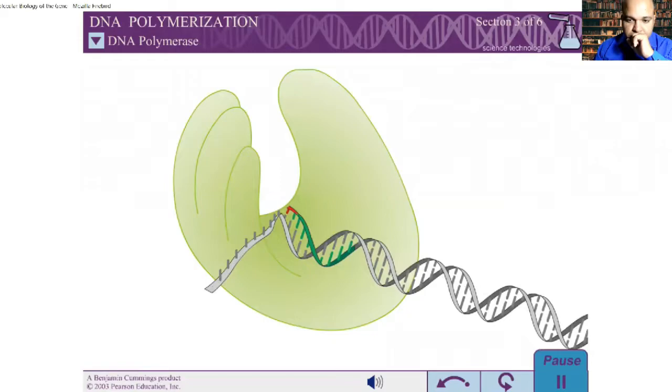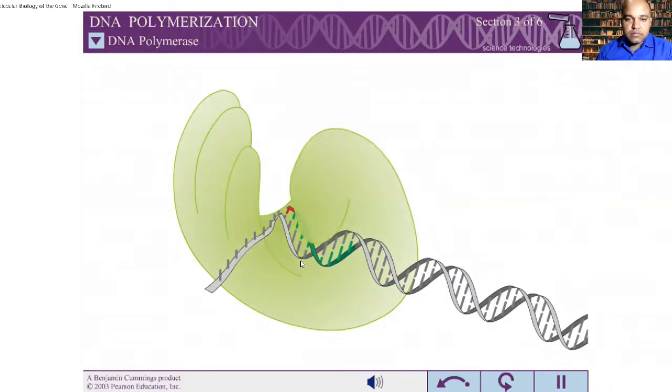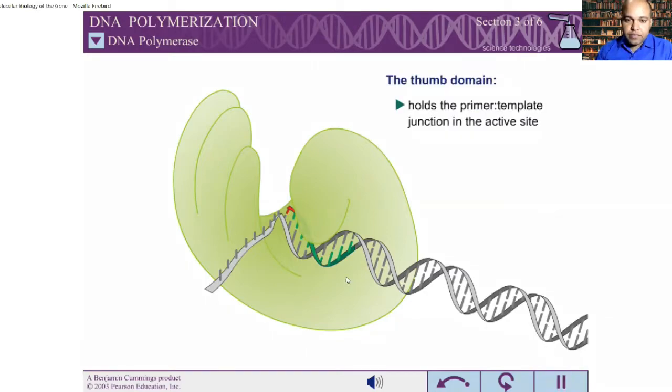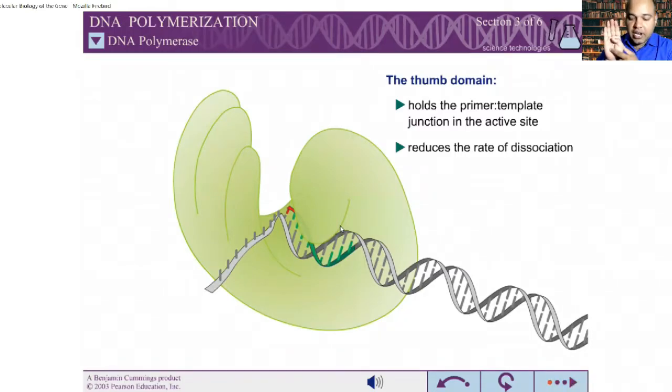In contrast to the fingers and the palm, the thumb domain is not intimately involved in catalysis. Instead, the thumb interacts with the DNA that has been most recently synthesized. This serves to maintain the correct position of the primer template junction in the active site and reduce the rate of dissociation of the polymerase from the DNA substrate. So it is the thumb domain which is going to hold the DNA molecule.